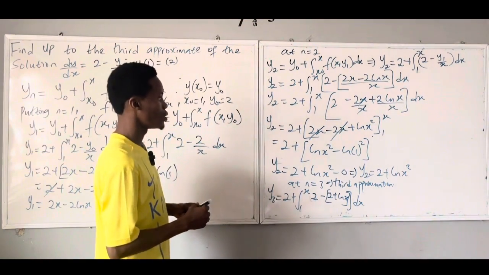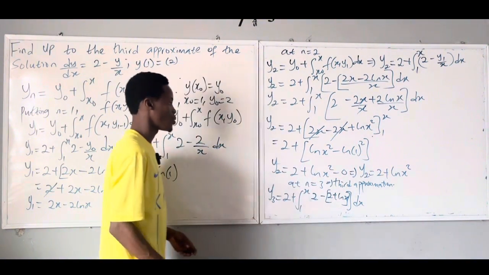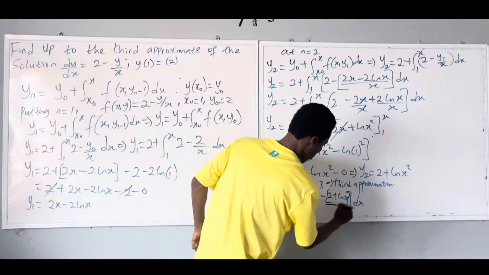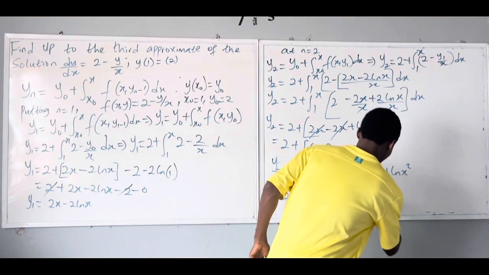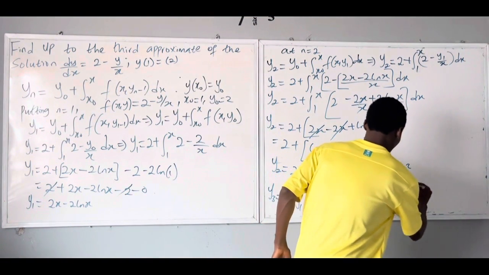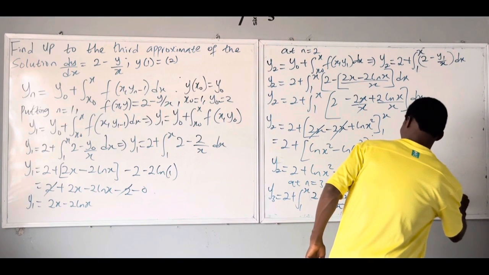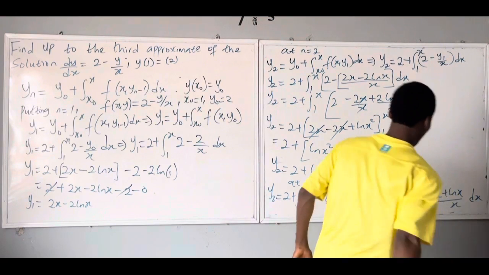Yes. The minus is affecting all this. That is 2 plus what? 2 plus ln s. And we have here over what? All over x. So here I'm going to now have y3 is equal to 2 plus the integral from 1 to x of 2 minus (2 plus ln s) all over s ds.